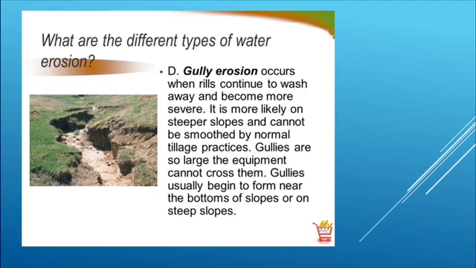It is more likely on the steep slopes, that means in the hilly areas where the rocks are bare and cannot be smoothened by normal tillage practices. Gullies are so large that equipment cannot cross them. Gullies usually begin to form near the bottom of the slopes or on the steep slope. Here also you can see the picture. There are different gaps on the hill slopes.